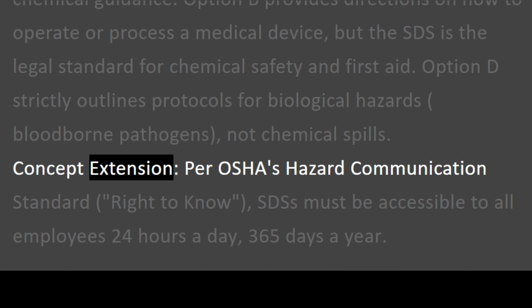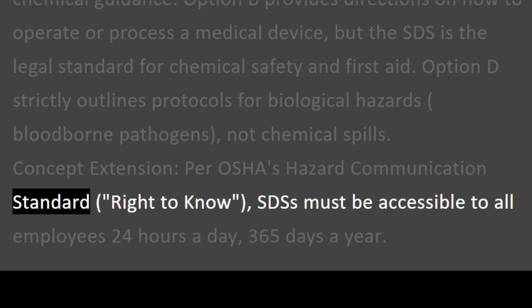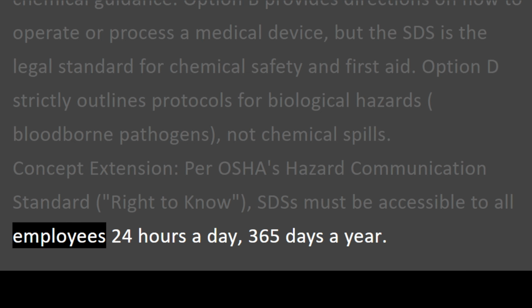Concept extension. Per OSHA's Hazard Communication Standard, Right to Know, SDSs must be accessible to all employees 24 hours a day, 365 days a year.